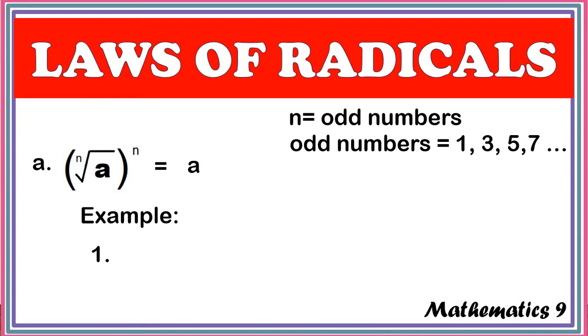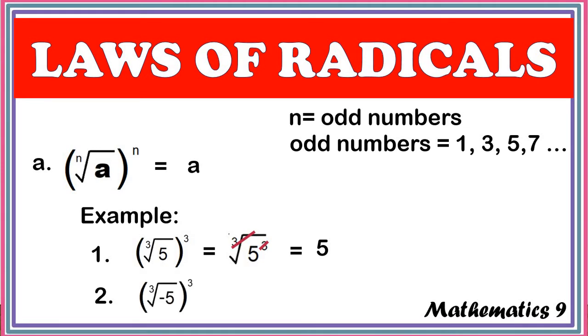Now, let's have an example. We have here the quantity nth root of 5 raised to 3. You can simply write it as the cube root of 5 raised to 3 to erase the confusion. Since our index and our exponent are the same, you can now cancel it, and the answer is 5. Now you see our base is 5 and also our answer is 5.